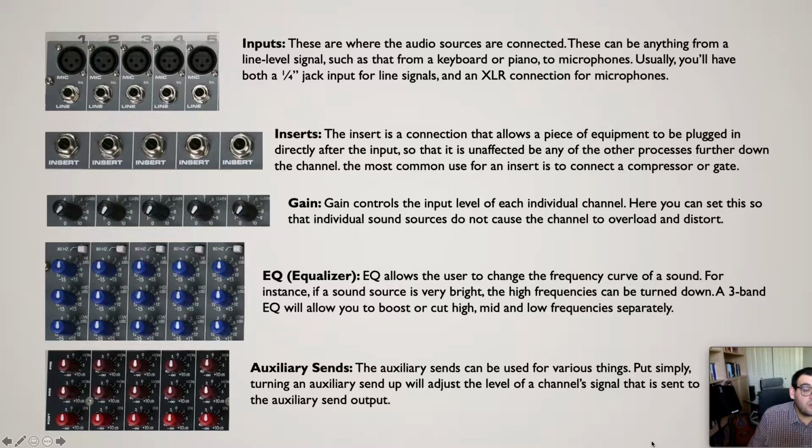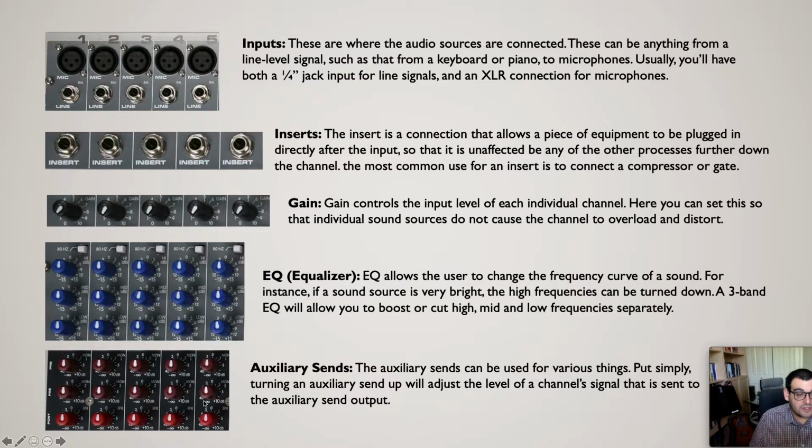Below that, you have your EQ knobs, your EQ levels, the equalizer levels, and these allow you to change the frequency of the sound coming in and going out. If a sound source is very bright, so it's got a lot of higher frequencies, higher tones, you can actually turn these down. A 3-band EQ, which we see here, with the high, mid, and low, the 3 different bands, will allow you to boost or cut the high, mids, and low frequencies separately. And you can do this also on a digital mixing board as well as in your DAW.